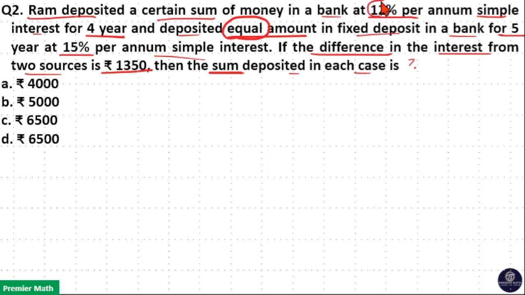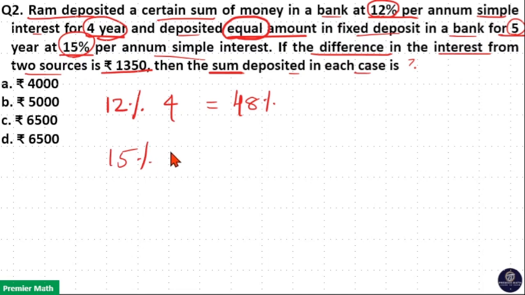In one bank at a rate of 12% for 4 years. That means he deposited an amount of money in a bank at 12% rate for 4 years, so he will receive 12 into 4, 48% interest after 4 years. Now, in another bank, he deposited an equal amount for 5 years at a rate of 15%. So, 15% for 5 years is equal to 15 into 5, 75%. So, after 5 years, he will get 75% simple interest.